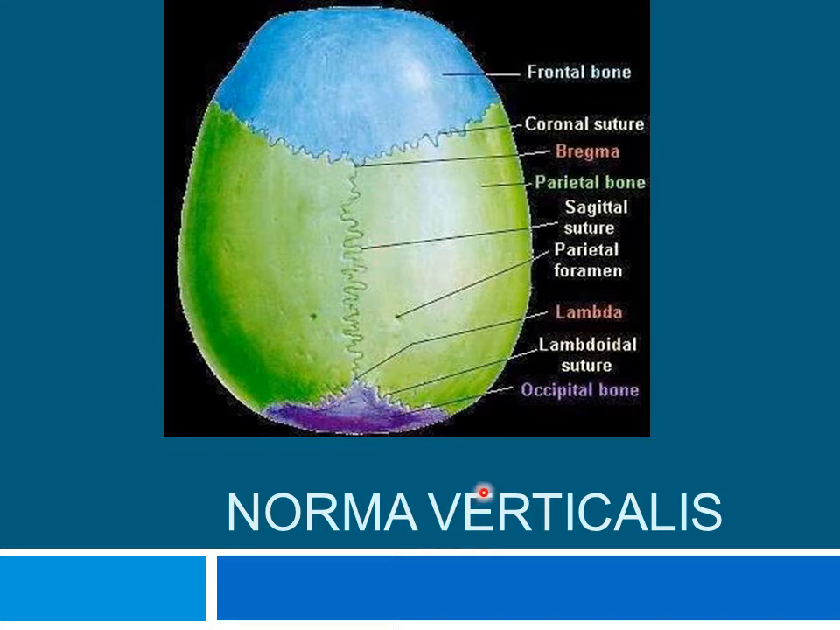One is Norma verticalis, that means the superior view of the skull. Norma frontalis is the anterior view of the skull. Norma lateralis is the lateral view of the skull. Norma occipitalis is the posterior view of the skull, and Norma basalis is the inferior view of the skull. So under these 5 Normas we study the osteology of the skull.